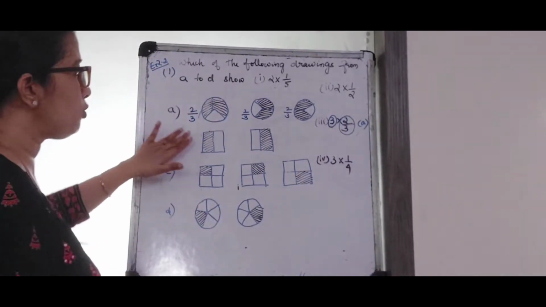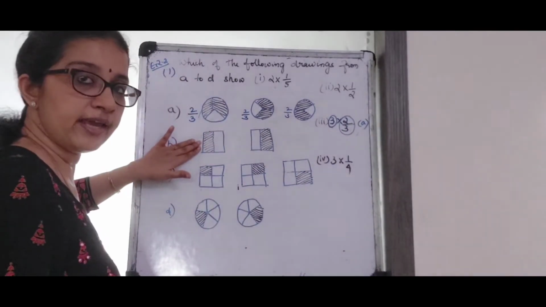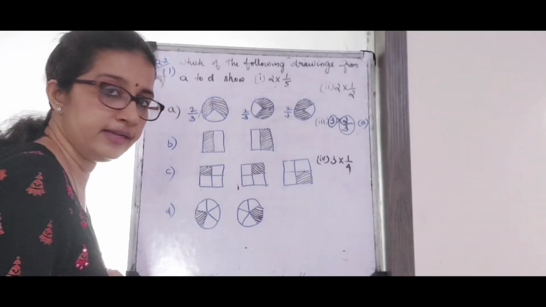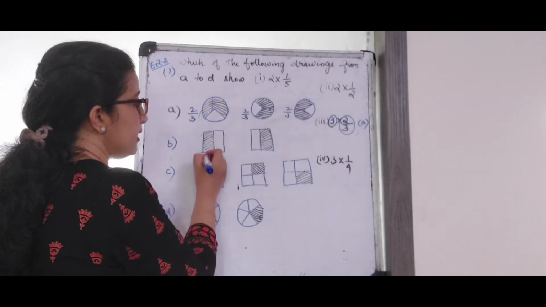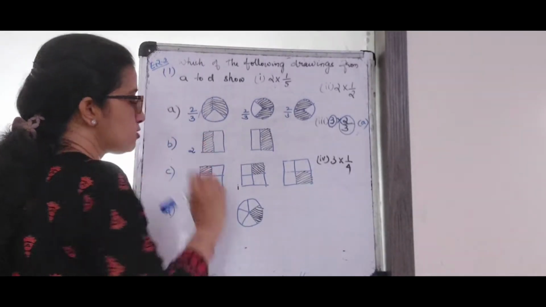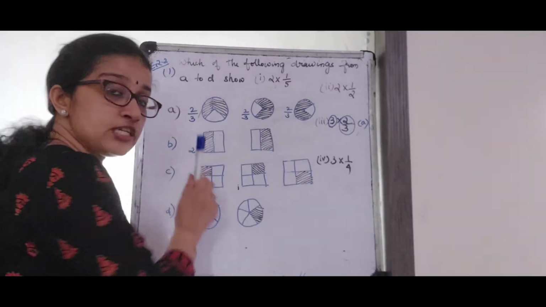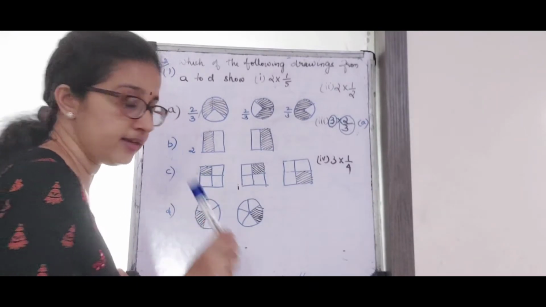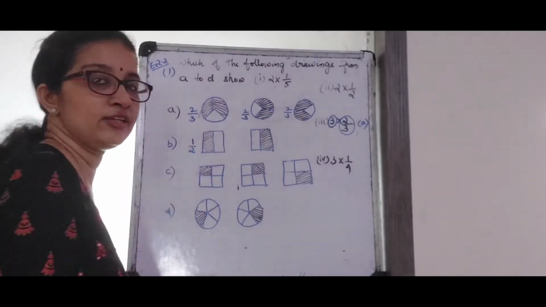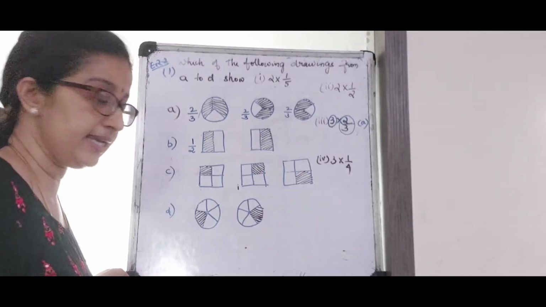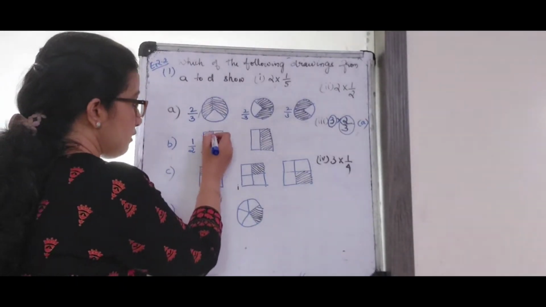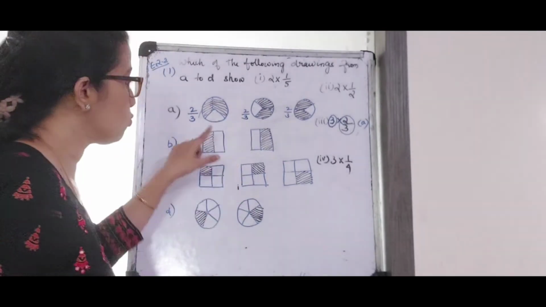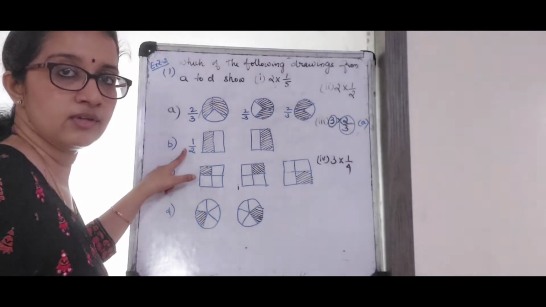Now take the next one, B. In B, you can see 2 rectangles here. Each rectangle has been divided into 2 parts. So let's write 2 here. And out of the 2 parts, how many parts are shaded? 1 part is shaded. So it is 1 by 2. It is very easy. In a rectangle, they have divided it into 2 parts, so write 2 in the denominator, out of which 1 part is shaded. So 1 by 2.